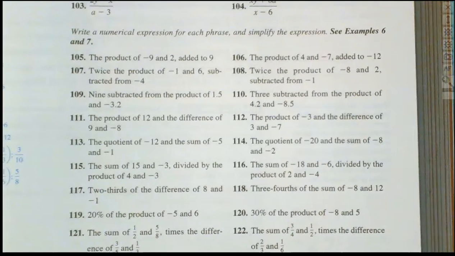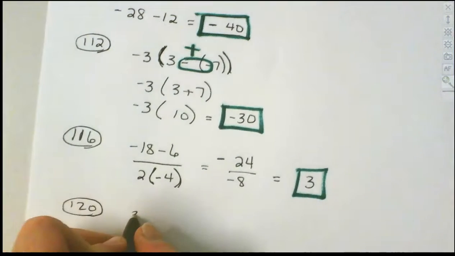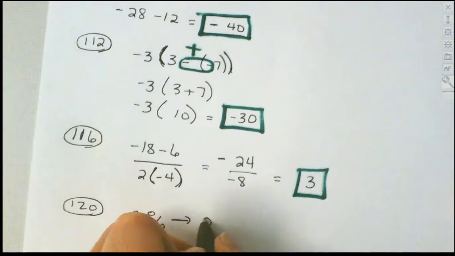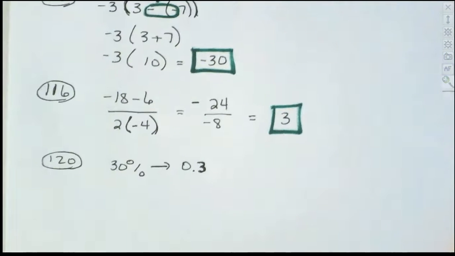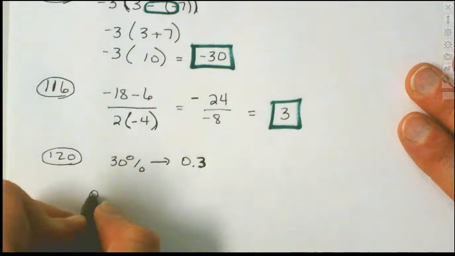Whenever we have a percentage, we need to convert that percentage to a decimal. So 30%. Well, 30% as a decimal would be 0.3. We move it over one place. What are we doing with these? It says 30% of, okay, so that's product, of -8 and 5. So everything is getting multiplied together. So that percentage gets multiplied. Percentages are always multiplied. So we've got our 30%, which is 0.3.